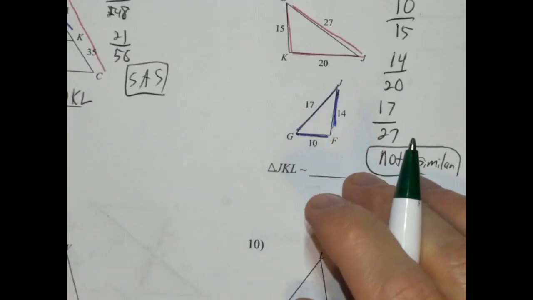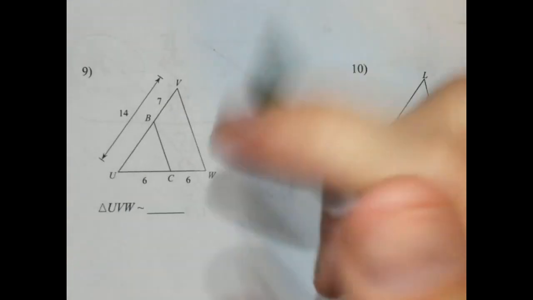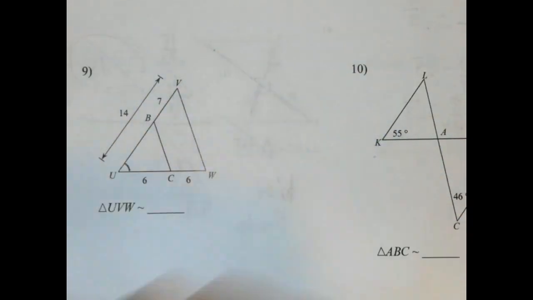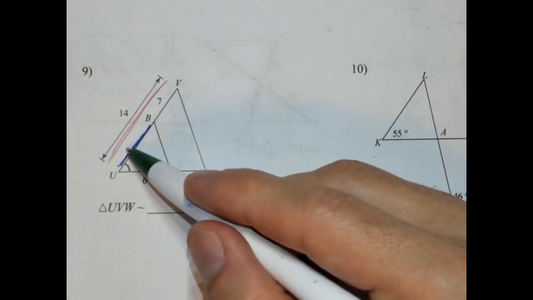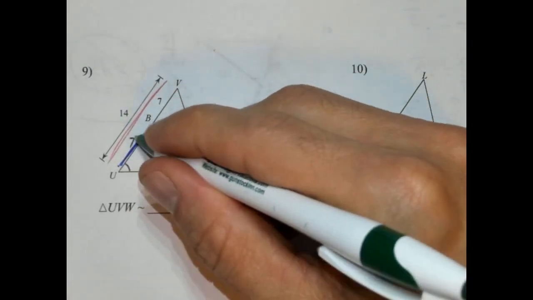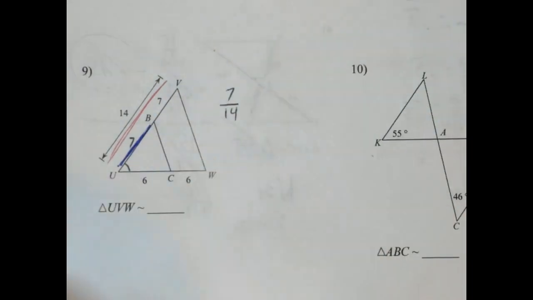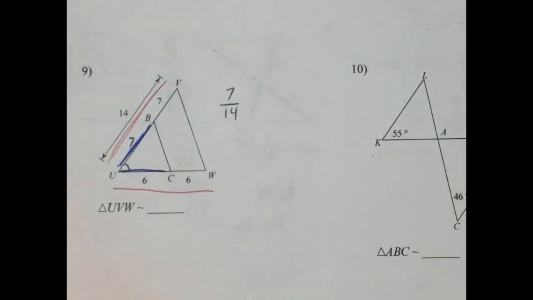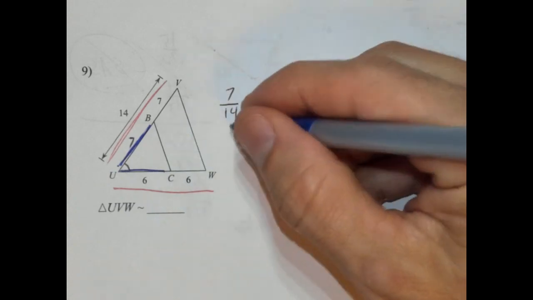Okay. Let's look at the next one. Number 9. So again, these share this angle here. You can see it's going to be side angle side if it works. So let's go ahead and check these sides. So it'll be blue over red. Now they don't give us the blue, but we know the red is 14. This is 7, so the difference would be 7. So that has to be 7. So 7 over 14 because it's blue over red, and then blue over red, so it'd be what, 6 over 6 plus 6 is 12, so 6 over 12.